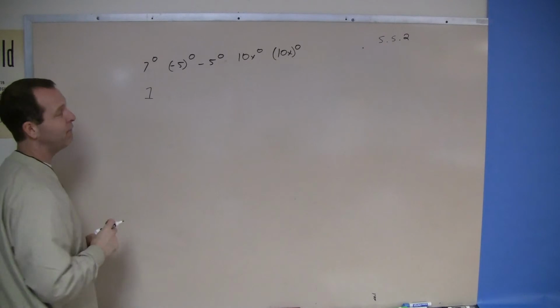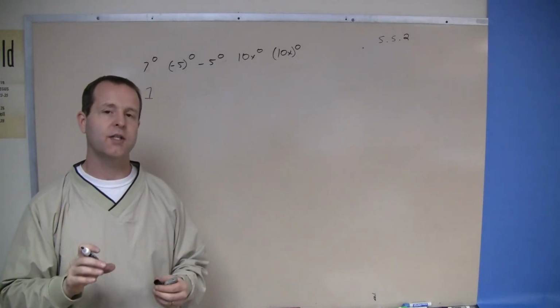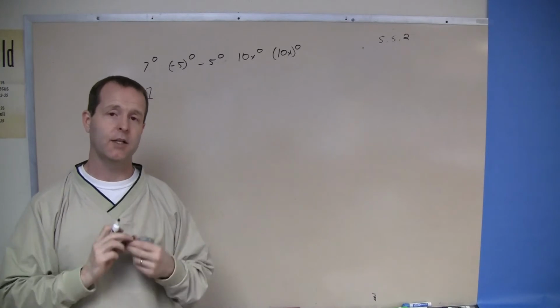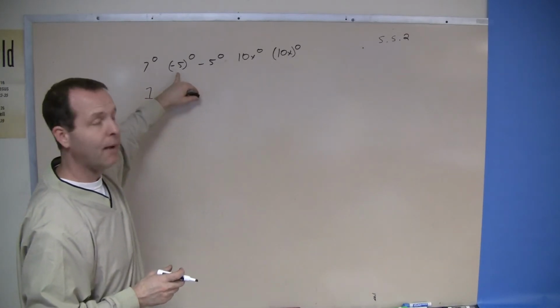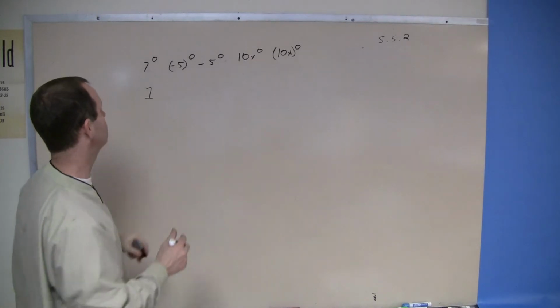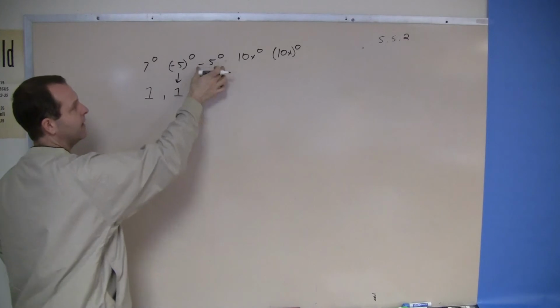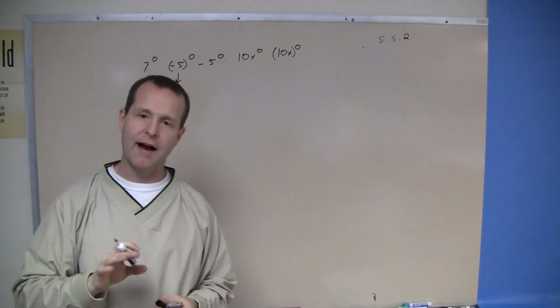Let's look at (negative 5) to the 0. Well, that 0 exponent turns the entire base into a 1. And in here, the base is the entire negative 5. So (negative 5) to the 0 is a 1.